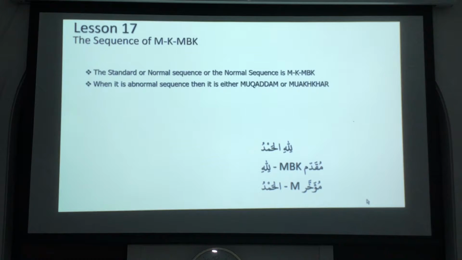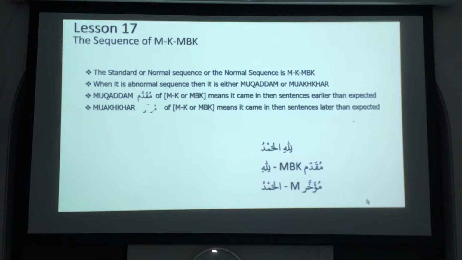So these are the two terms we need to know, okay? It's just an English term, as long as you remember them. You don't have to memorize anything, just remember muqaddam, very easy to understand. Muakhar means something that is at the end. Whenever they change position, their title changes. Muqaddam means it came in the sentence earlier than expected. Muakhar means it came later. Now we'll have an example, then you'll understand.